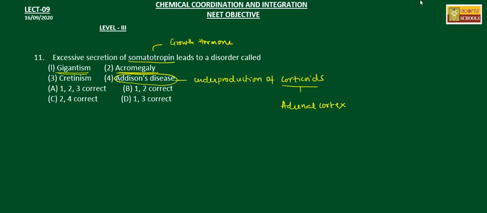So here excessive secretion of somatotropin leads to a disorder. So he did not mention whether it is in the child or in the adult. So hence you need to choose gigantism as well as acromegaly. So the right option is both 1 and 2, that is B option will be the right option.